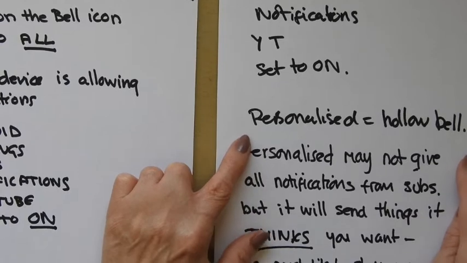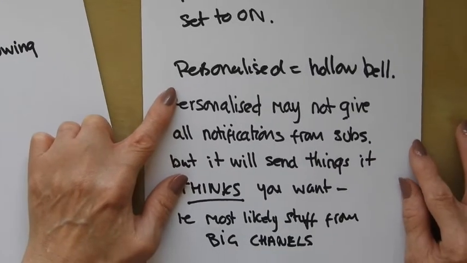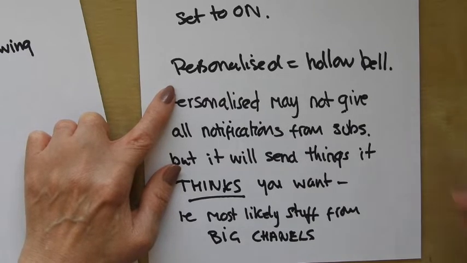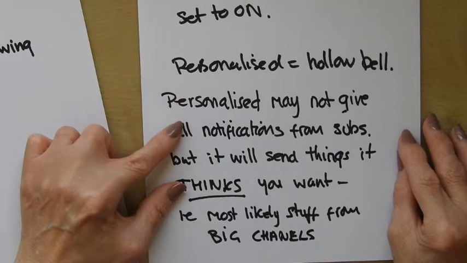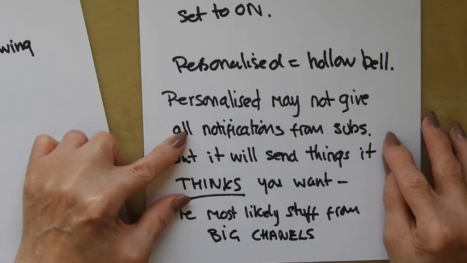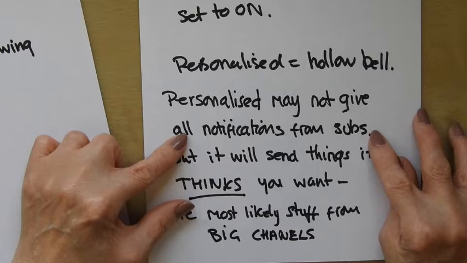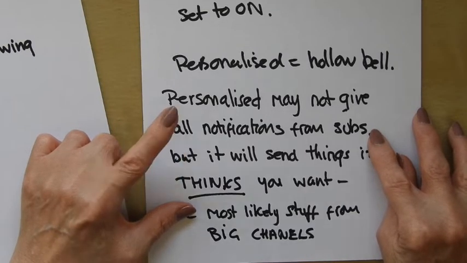Now, the personalized one, now you might think that you're just going to be able to pick and choose exactly what you get, but that's not what the personalized thing means. It may not give you all notifications from your subscribed channels. YouTube has suffered in the past with the sheer number of notifications that it needs to send out, and you're not necessarily going to get all of them. They're trying to make it better, but we don't know yet whether that is succeeding or not.